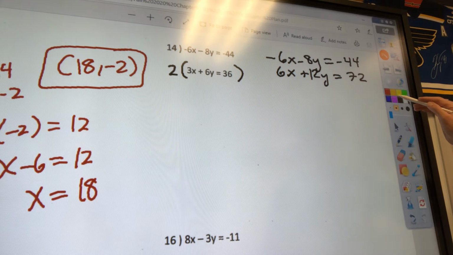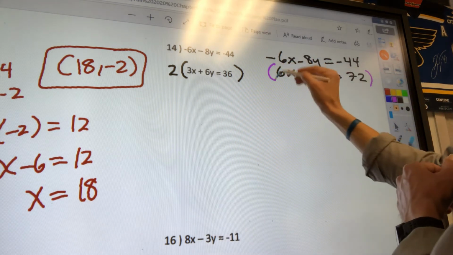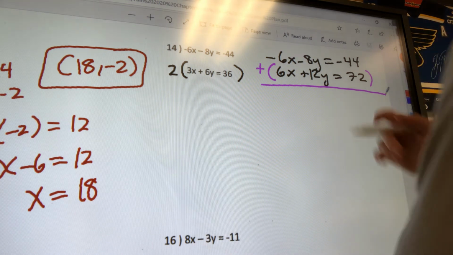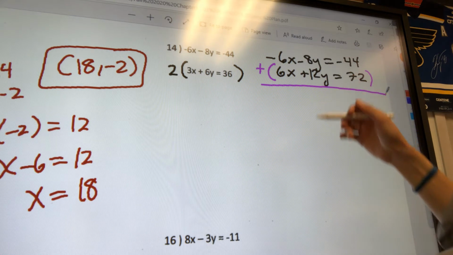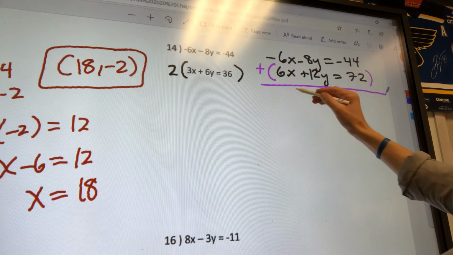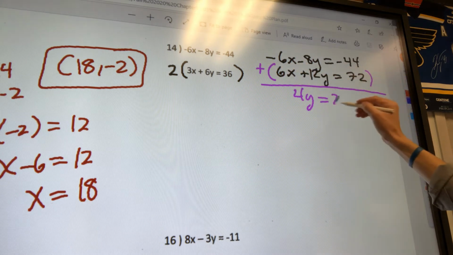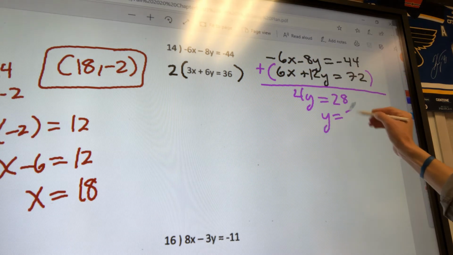Now, how do I make opposites become 0 or eliminate? I just add them together. So opposite sign on the variable you're trying to eliminate. You're trying to eliminate x here. Opposite signs you add. Negative 8 plus 12 is 4y, and that equals negative 44 plus 72, which is 28. Y is 7.